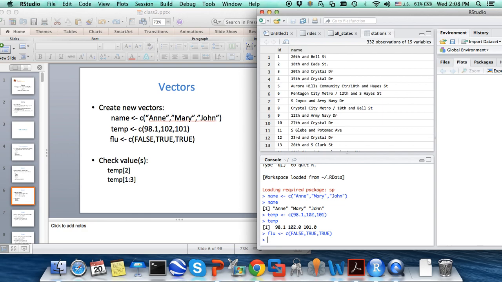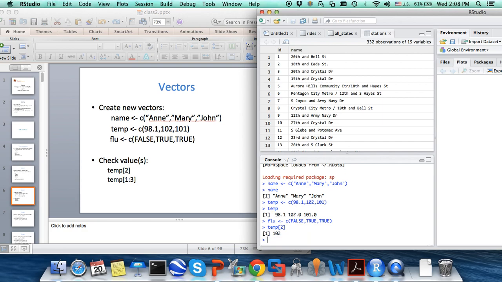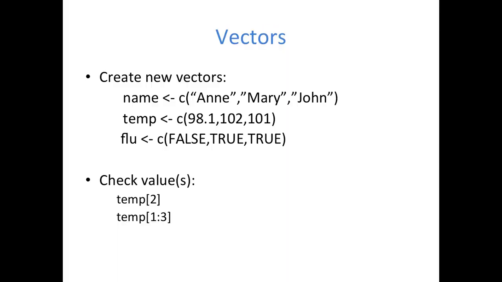If you want to access an element of a vector, you just use the name of the vector and between brackets the position. So in this case, temp[2], we are accessing the second element of the vector temp.